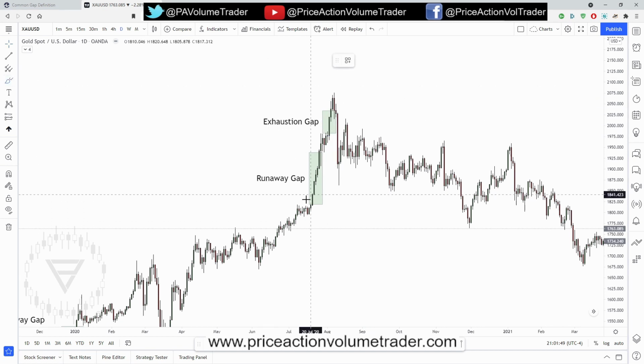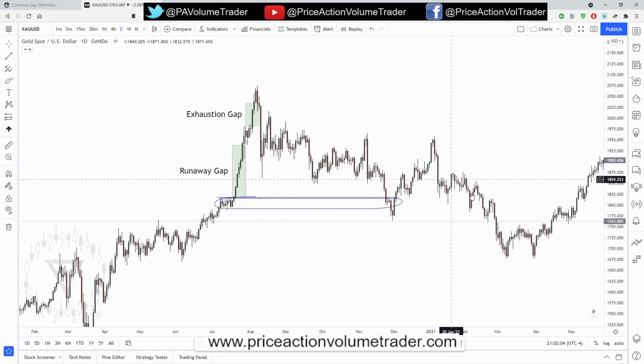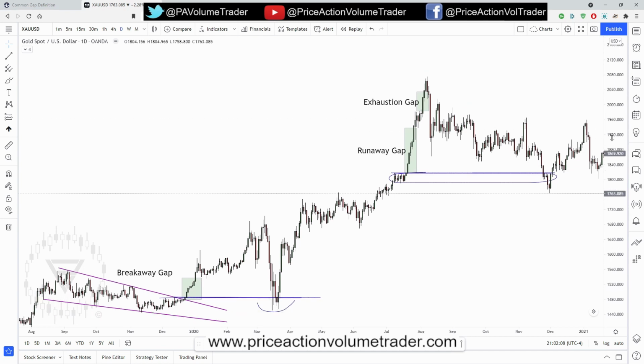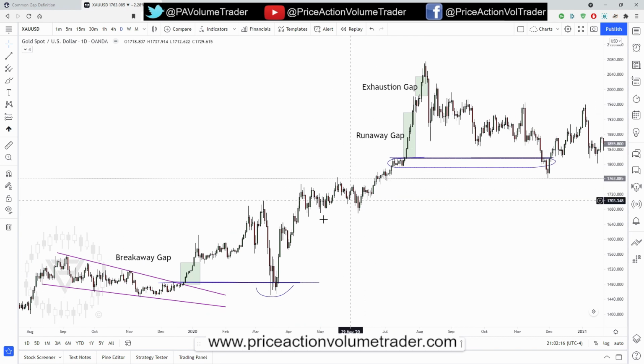And then we have the runaway gap filled right over here. You can see we did have a little reaction off of the consolidation before the runaway gap happened, but then this just pushed a little bit lower. Okay, so this is just a nice example of the three more long-term, let's say, types of gaps.